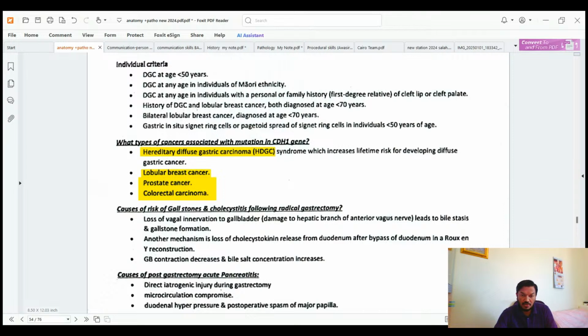Another mechanism is the loss of cholecystokinin release from the duodenum after bypass of the duodenum with Roux-en-Y reconstruction. Gallbladder contraction decreases and bile salt concentration increases.